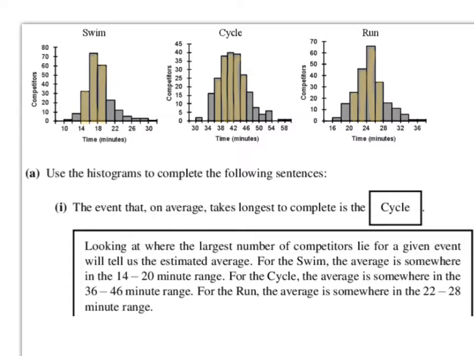So the swim takes on average between 14 to 20 minutes to complete. The cycle takes on average between 36 to 46 minutes to complete. And the run takes on average between 22 and 28 minutes to complete. So clearly 36 to 46 minutes is the longest. So cycle is the event that on average takes the longest to complete.